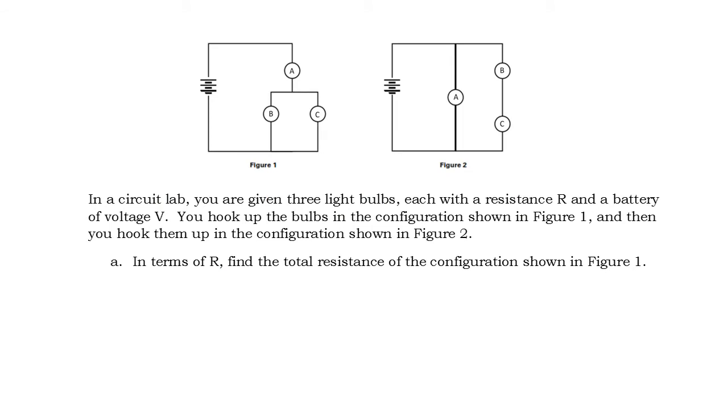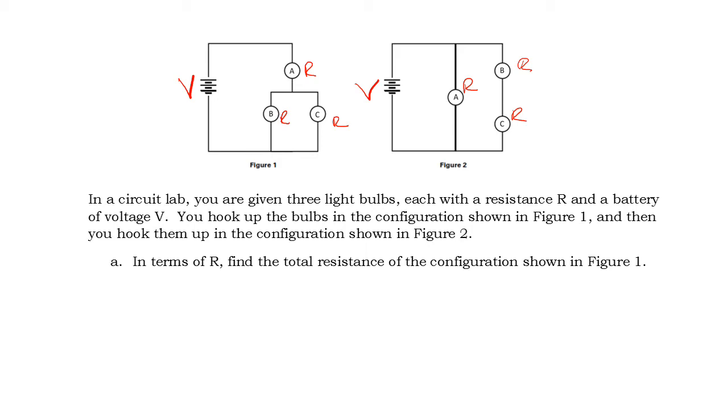In a circuit lab, you're given 3 light bulbs, each with a resistance of R, and a battery with a voltage of V. So both these batteries are V. We have R, R, and R. R, R, and R. In terms of R, find the total resistance of configuration number 1.